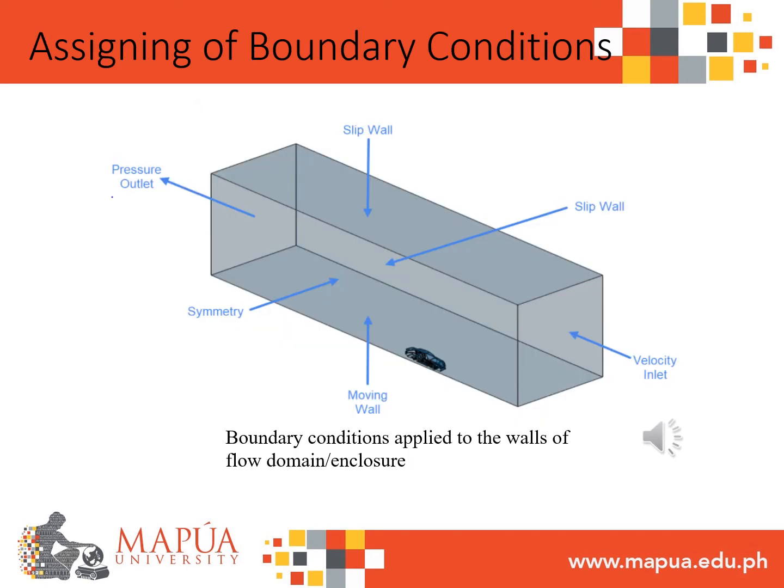We will now assign boundary conditions. Boundary conditions are initial conditions we use to solve for the dependent variable along the domain. In our case, that dependent variable would be the velocity and pressure. In our flow domain, we will have a total of 6 boundary conditions.